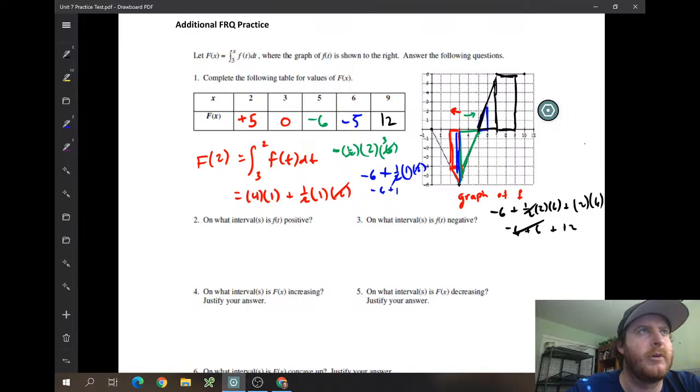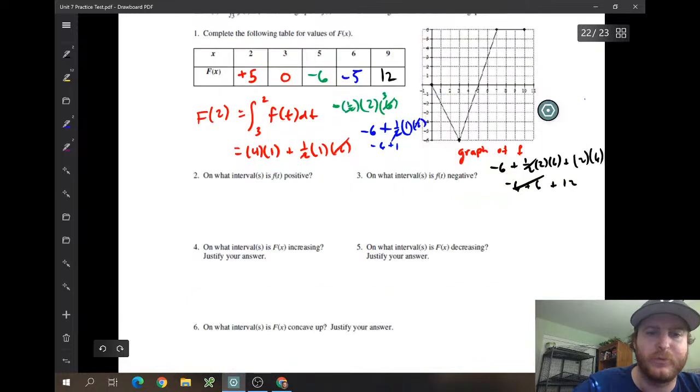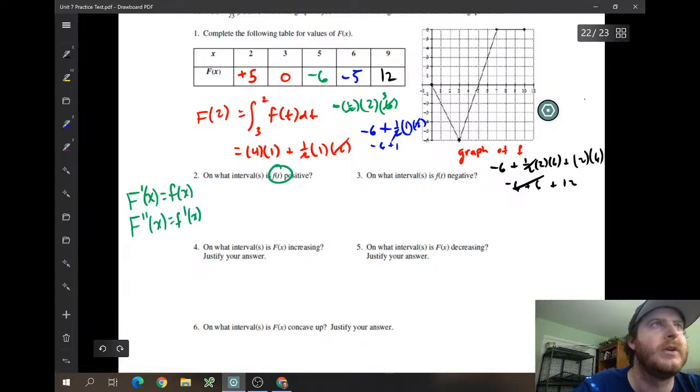So those were all integrals. Okay, next, these are all questions that are asking us to look at the graph. So I'm going to go ahead and erase this. If this was on free response, to explain this, we need to make sure that we say, okay, f prime of x equals f of x, and big F double prime of x equals f prime of x, and then think about what they're asking. But in this case, they're asking for f of t. So they're not even going here yet.